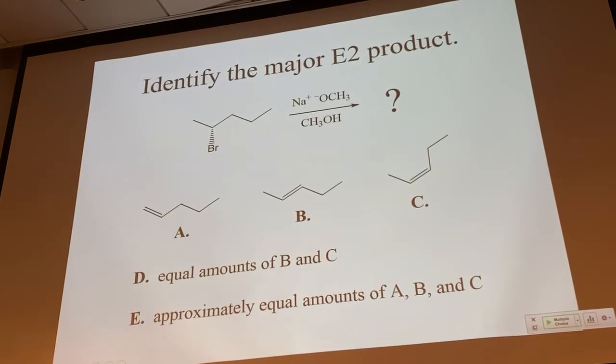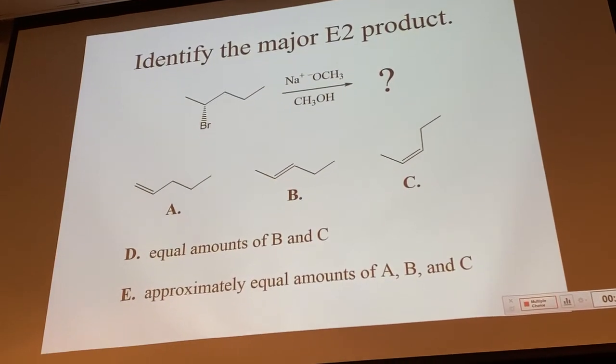And you should also be able to look at a reaction and predict the major product based on what we've discussed today. So go ahead and pull your iClickers out. Go ahead and talk to your neighbors and select the major product, if there is a major product, in this reaction.